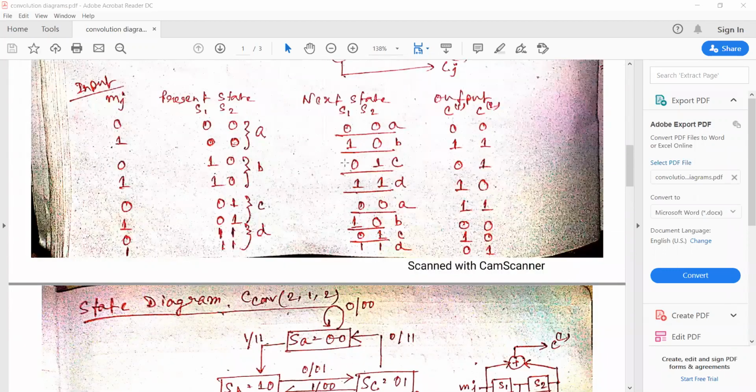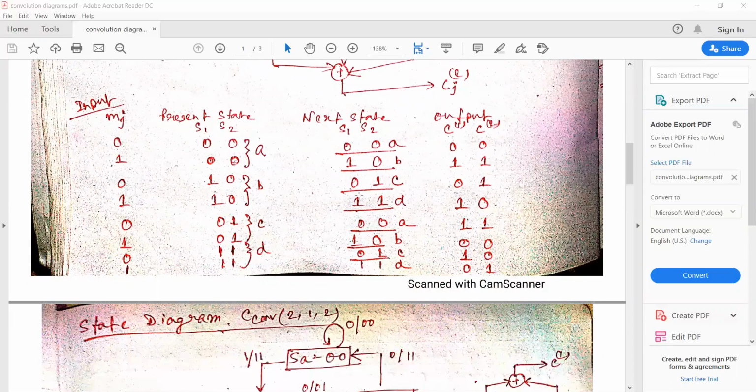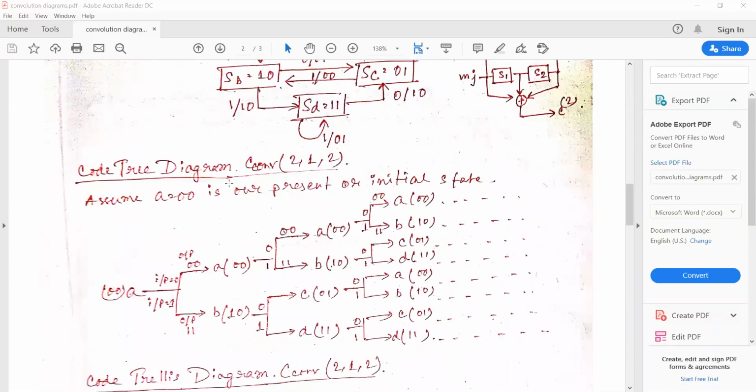So first of all, like before, you have to always make the table first. This is MJ, present state, next state, output. As you can see, each and every state is defined by A, B, C, D. There are 4 states because 2 delays are there, so 2 to the power k possible states, and these are the next states. Depending on this table, with input, output, present state and next state, we have already drawn the state diagram. Also, we will draw the code tree diagram.